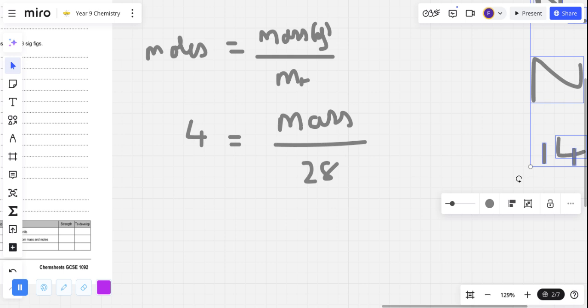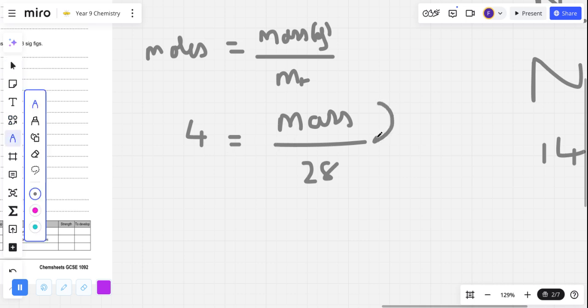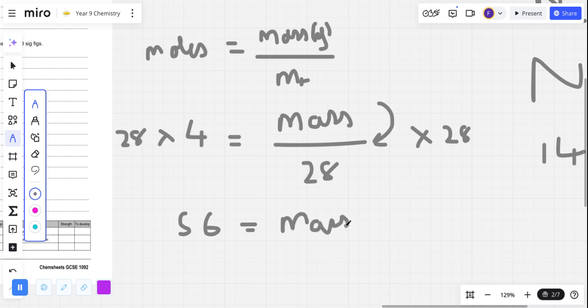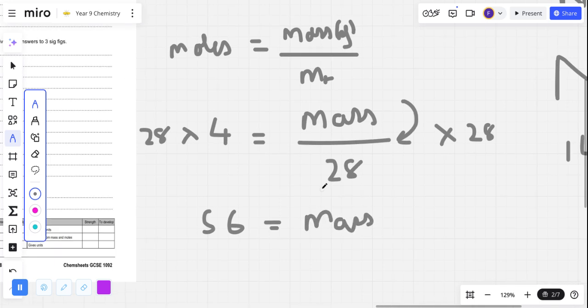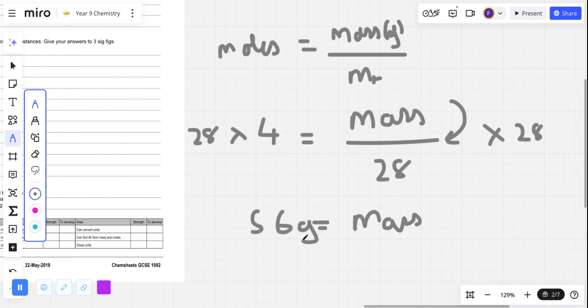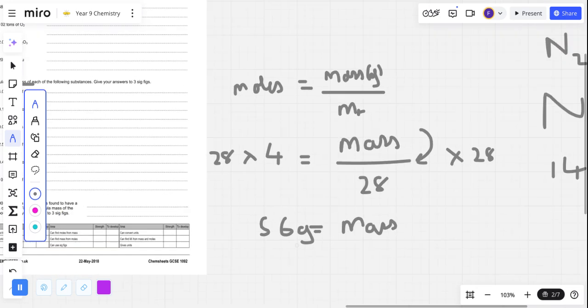And there's lots of ways of doing this. Now, one of them is, well, this means divide by 8. And I want to get rid of it. So I'm going to times by 28. If I times this side by 28, I times that side by 28. And that will give me 56. So the mass of nitrogen is going to be 56 grams. Okay, use a calculator, always do a calculator, and just get used to it.